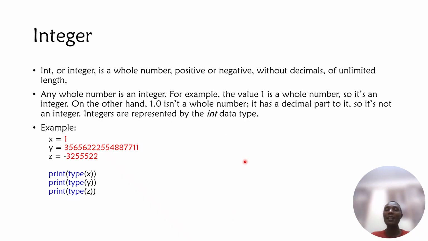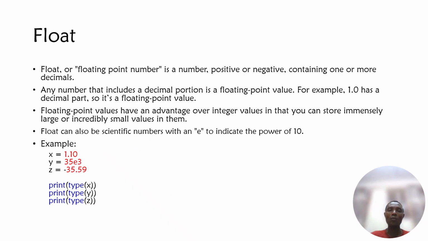It has a decimal part to it, so it's not an integer. Integers are simply whole numbers, but it's a numeric value. For example, x is equal to 1, then y is equal to, all this what we see here, z is negative. All these are integers because they don't have any decimals. And when you print all these, if you want to find the type, it's going to give you int type. I'm going to demonstrate all these later on.